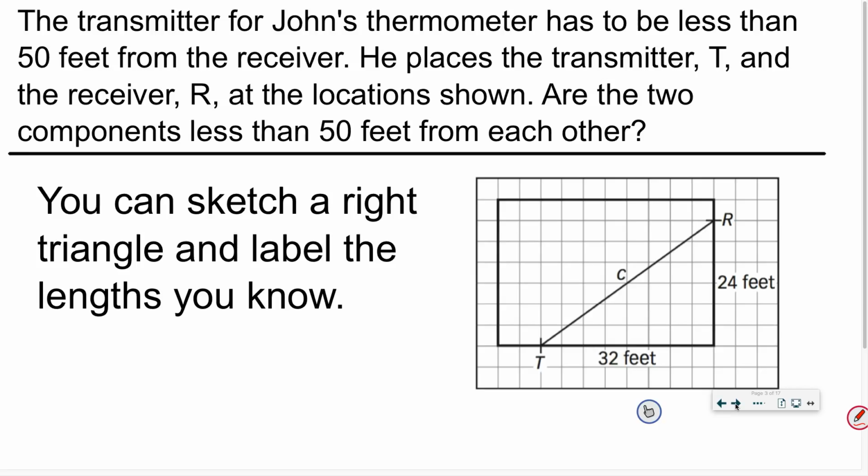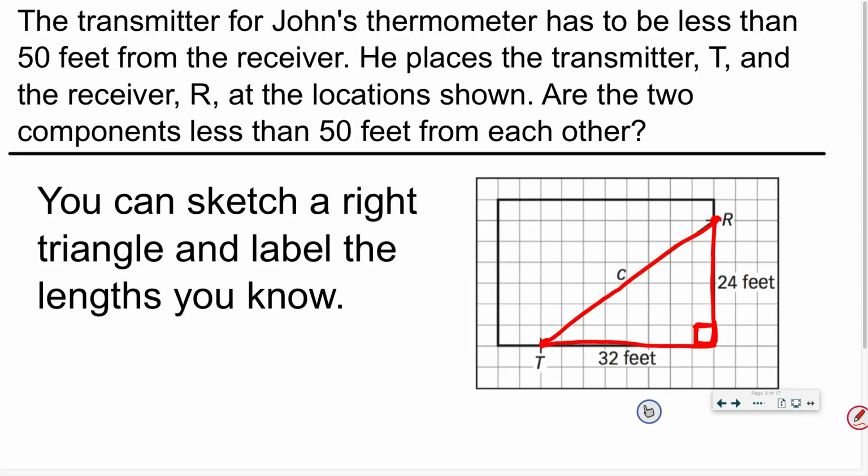And what does a 90-degree angle look like? It's like an L, like that perfect L. So here represents our 90-degree angle. I know that that's a right angle because it makes a perfect 90 degrees. Now, we already have labeled the sides that we know. We know this is 32 feet, and we know this is 24 feet. Do we have enough information to figure out the distance between the receiver and the transmitter?